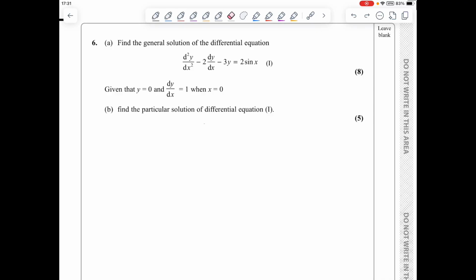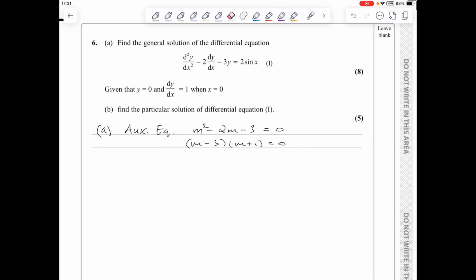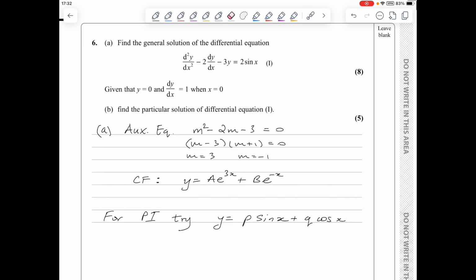For part A of question 6, I'll start with the auxiliary equation, which is m squared minus 2m minus 3. I will factorize this and get (m minus 3) times (m plus 1) is equal to 0. And the solutions are m is equal to 3 and m is equal to minus 1, which means that the complementary function is y equals a e to the 3x plus b e to the minus x. The right-hand side of the differential equation is a trigonometric function. So for the particular integral, I will try y is equal to p sine x plus q cos x.